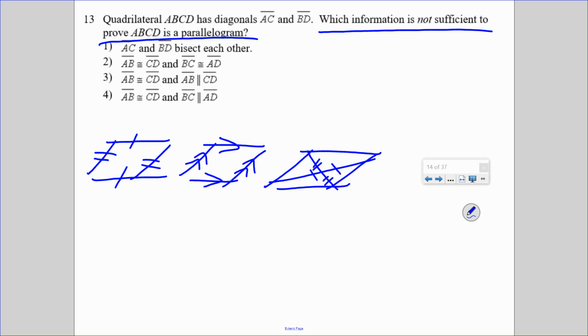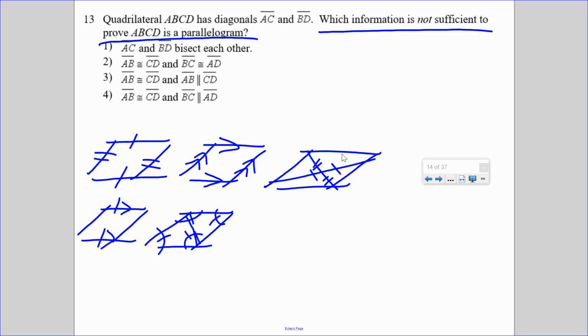Diagonals bisect each other. One pair of opposite sides, both congruent and parallel. Opposite angles congruent. You need to know those 5 pictures. Those are the 5 different ways to prove that something's a parallelogram.